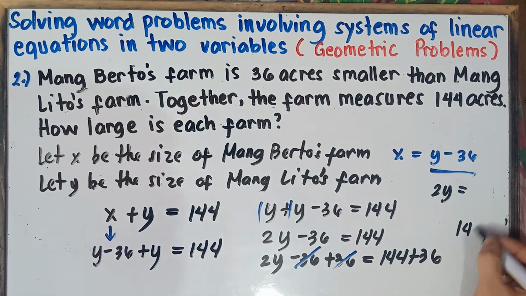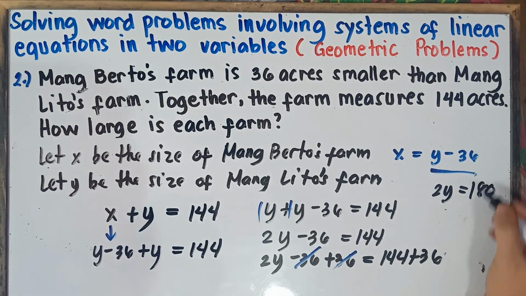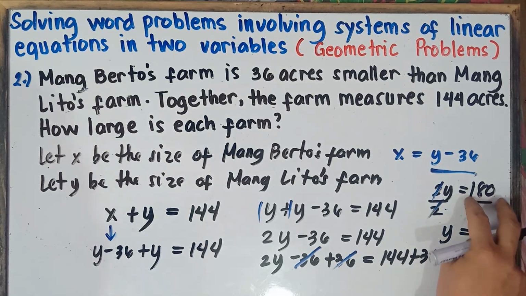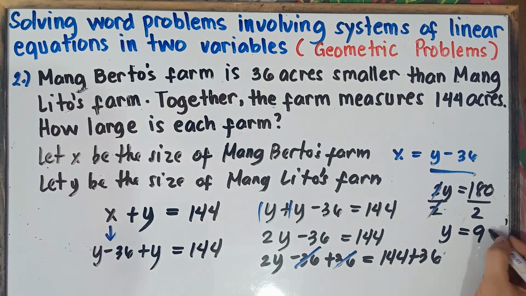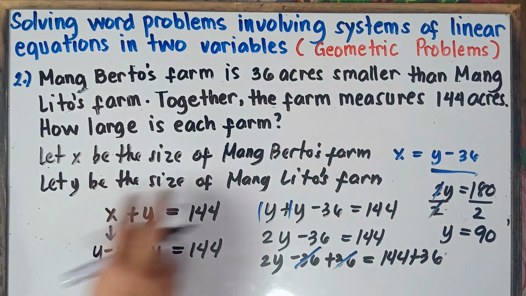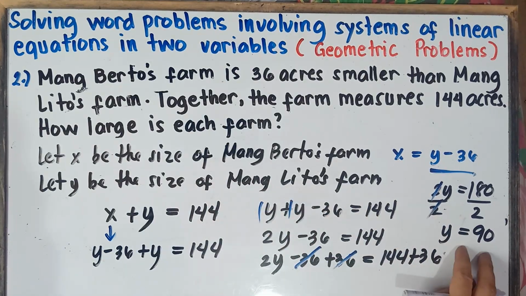So let me add that: 144 plus 36. 4 plus 6 is 10, 0 carry 1. 4 plus 1 is 5, plus 3 is 8. Bring down 1. 2Y equals 180. To get the value of Y, simply divide both sides by 2, cancel this out, and the value of Y is equal to 180 divided by 2, that would be 90. So therefore, class, Mang Lito's farm, that would be Y, is 90 acres.